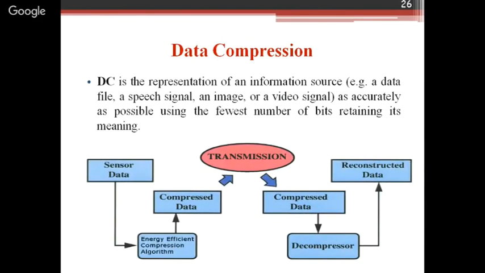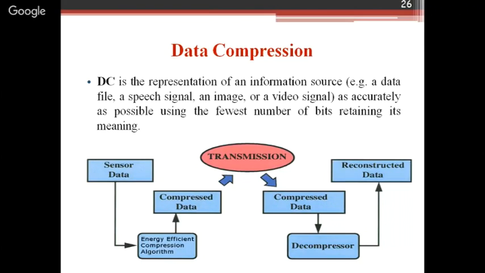When I use this word data compression, what actually is data compression, and why is it so important in a wireless sensor network, and also important from the processor's point of view? Because data compression is the representation of the information source so that you can represent your information with a few number of bits. Okay, with a few number of measurements, you can represent your original data.